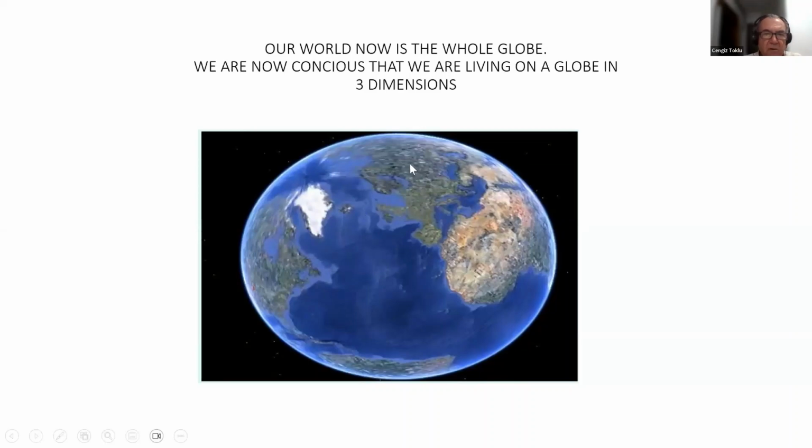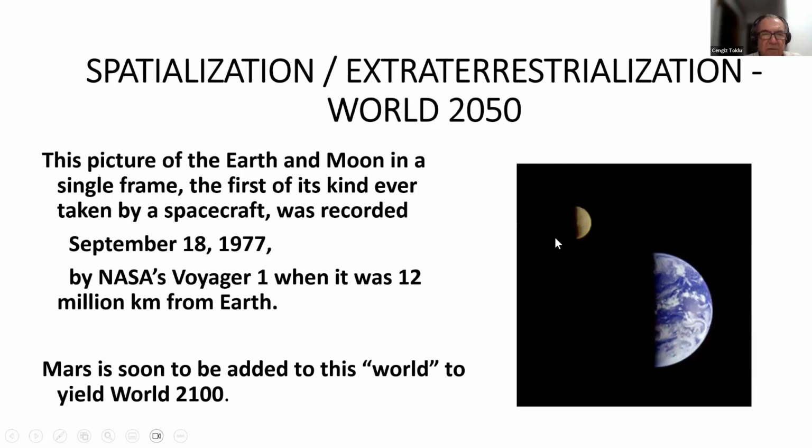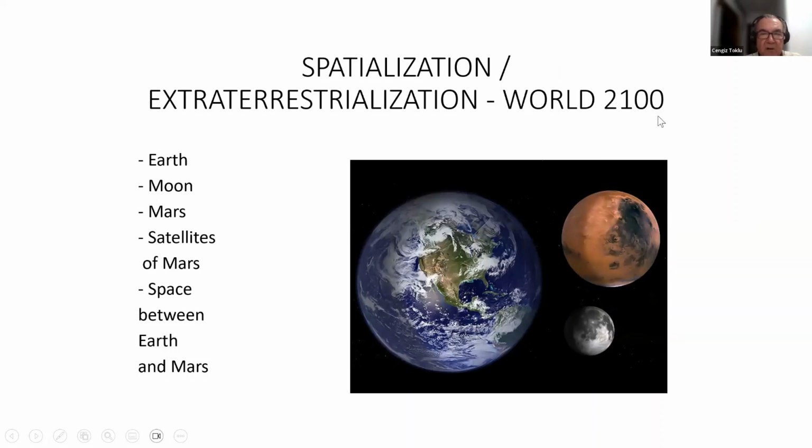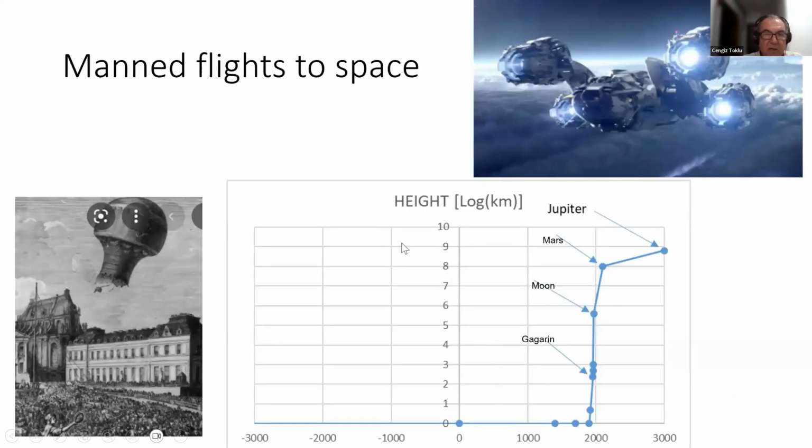We are now conquered. We know that we are living on a globe in 3 dimensions. But in, for example, 2050, our world will be Earth and the moon and the space between them. And in 2100, it will be Earth, Mars, the moon, and the area between them. And that is something natural. That is a natural continuation of the history of mankind. And man goes everywhere he can go.